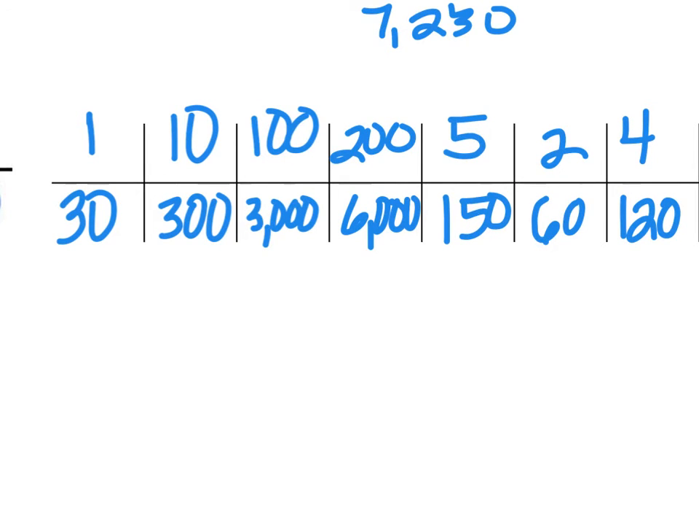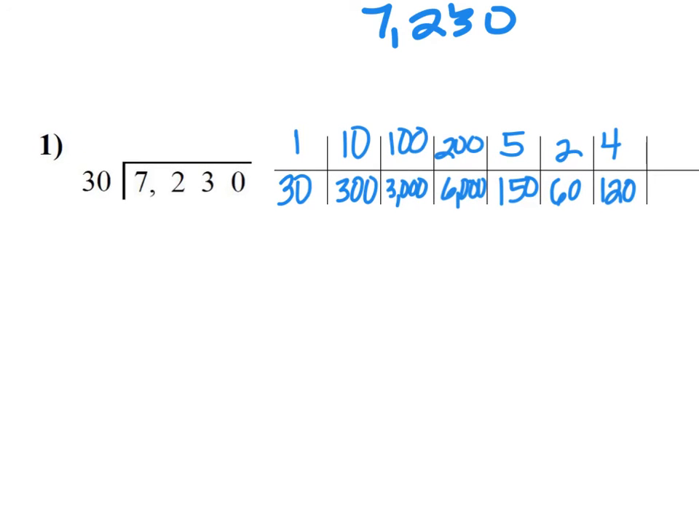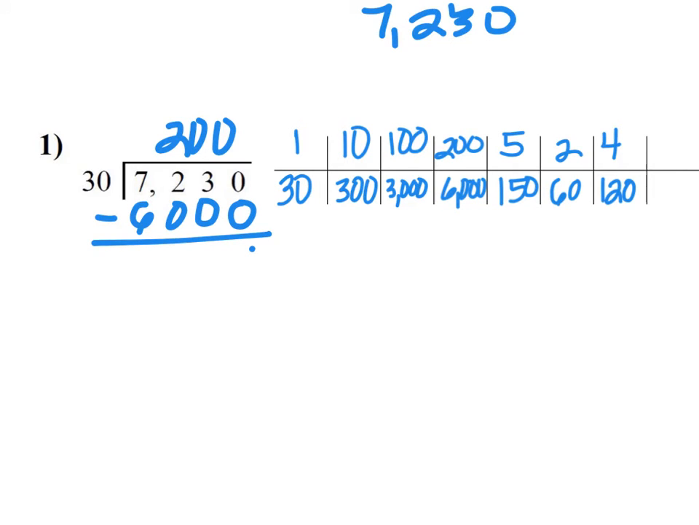Okay, I am ready to do my long division. I've got some numbers here in my ratio table to help me out. All right, so how many times does 30 go into 7,230 to start? Well, we know it goes at least 200, right, and I'm lining up my place values. So now I've got 6,000, and I'm going to subtract: 0, 3, 2, 1.